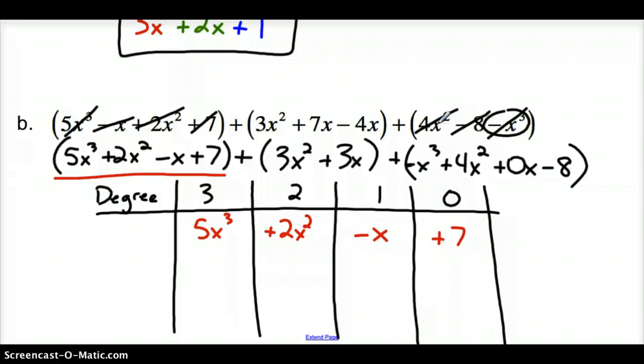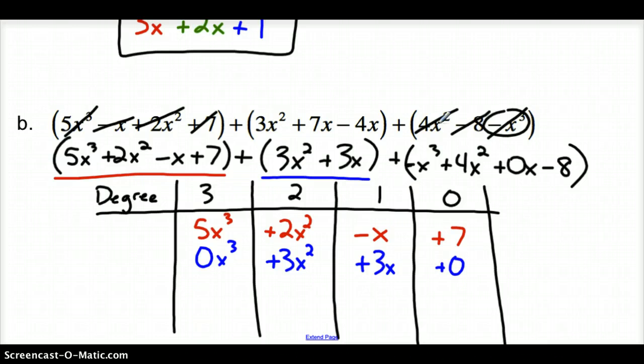Now my next one I'm going to call my blue polynomial. I just have a couple things in it. I have a positive 3x squared here, and I can write the plus sign if I want. I have a positive 3x. I'm just going to write zeros as placeholders here: 0x cubed, and I'll just write plus 0 for the constant.